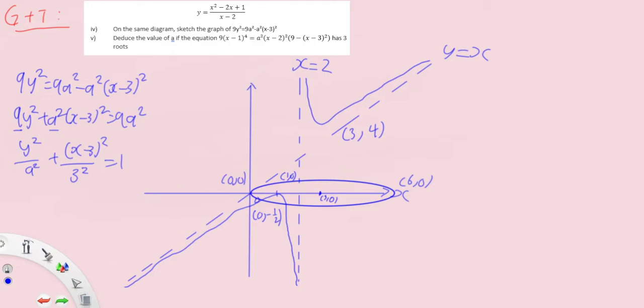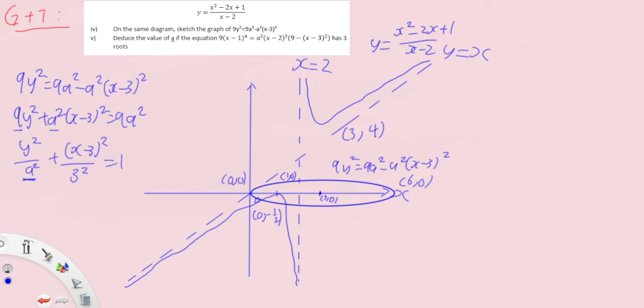How about the vertical distance, or the vertical point? So this from here to here will be a. So the topmost point would be a. But we don't need to write that down because it's not any intersection at all. Alright, so this is how we sketch the graph of 9y squared equals 9a squared minus a squared (x minus 3) squared. You can just write this original equation down if you're afraid, and of course I forgot to label the original equation, so let me write it down here. Alright, so we get to this point.